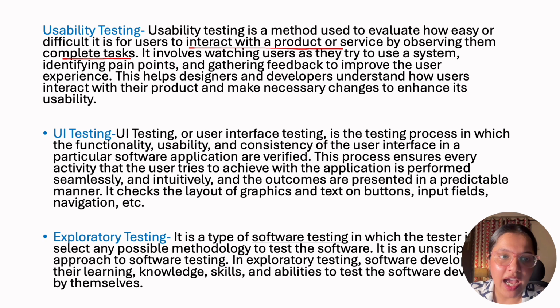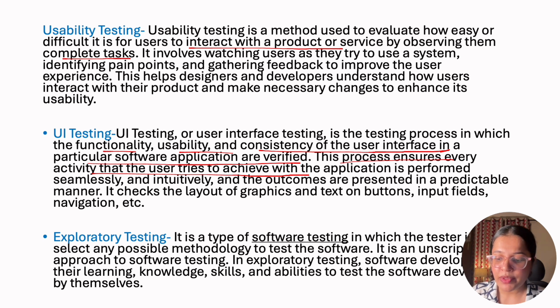In usability testing, we currently have UI testing and exploratory testing, right? UI testing, or user interface testing, is a testing process in which the functionality, usability, and consistency of user interaction in a particular software application are verified. This process ensures every activity that the user tries to achieve with the application is performed seamlessly, right? We have to verify that if a user lands on an e-commerce website, he should be able to perform each and every action without any blocker, right?